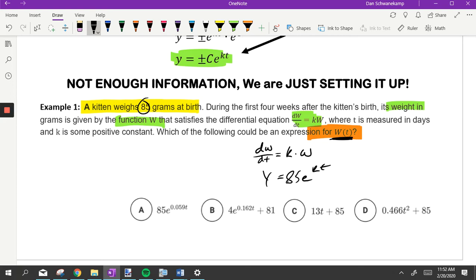Based off of that, which one could be an answer? A. It's the only one that makes any sense. It's the 85 here, 85e to the 0.059t. It's in that form, y equals a e^(kt). Makes sense on the first one. It's that easy.